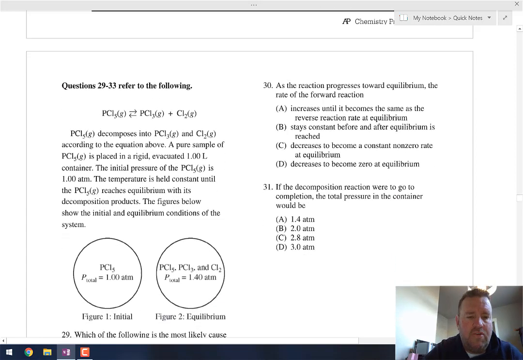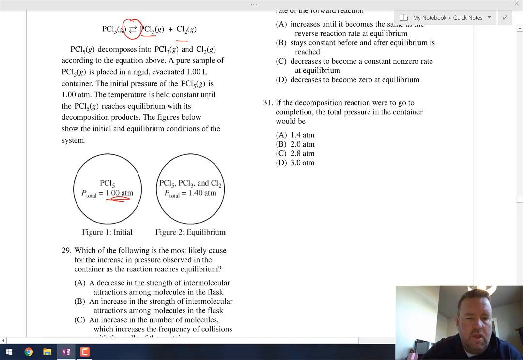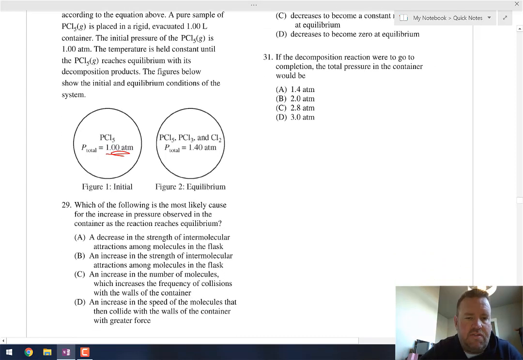Okay, 29 through 33 refer to the following information. Again, we're back to gases. We've got the total pressure, PCl5. Then it's going to dissociate in an equilibrium system to make PCl3 and Cl2. Okay, so 29 says, which of the following is the most likely cause for the increase in pressure observed in the container as the reaction reaches equilibrium?